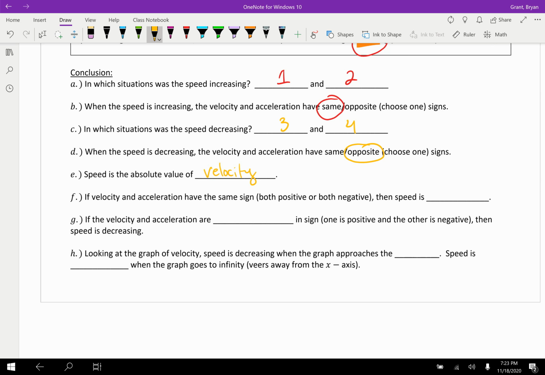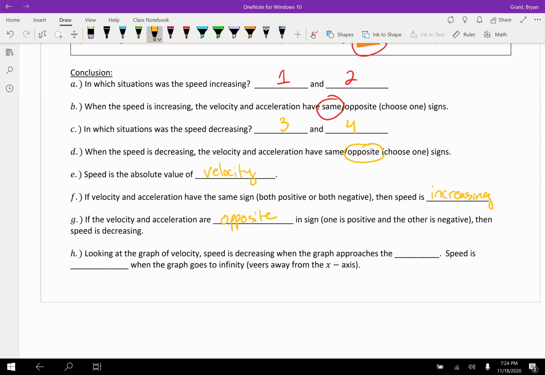All right, let's summarize. If velocity and acceleration have the same sign, they're either both negative or both positive, speed then is increasing. You are speeding up. If velocity and acceleration are opposite in sign, then your speed is decreasing.